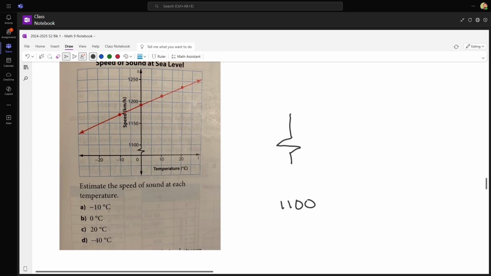Estimation of the speed of sound at each temperature. Take a look, -10 degrees Celsius, draw it up, interpolate, and you find around the range that it would be. 0, right there, 20, right there, -40, right here.